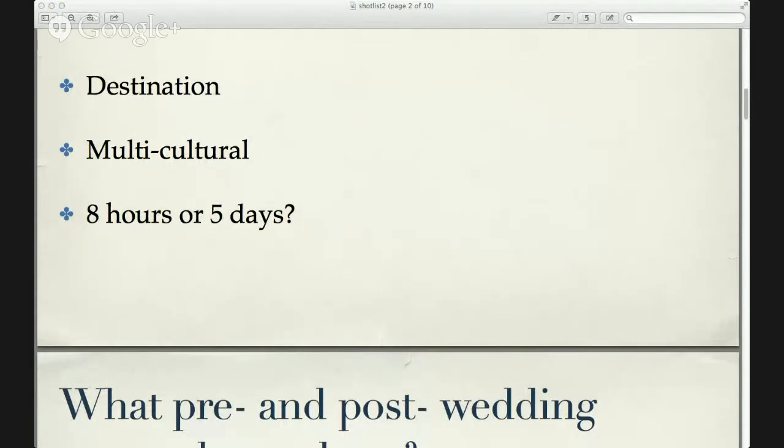Sorry for the delay. Okay, so we did have one question come in already, which was from Nicole. She said, our ceremony is at dusk, and what is the best way to deal with the quick, constant changes in lighting to get the best photos?